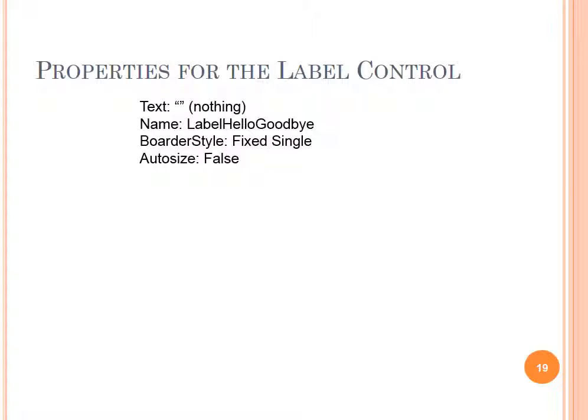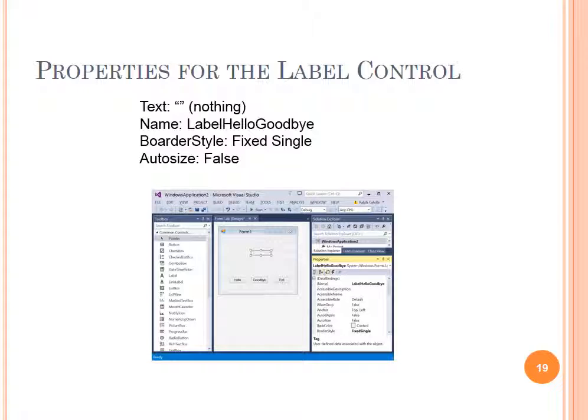We're also going to set the border style to fixed and auto size to false. I don't really feel like explaining that right now, but if you play around with both of those settings, you'll see exactly what they do. And your form is going to look pretty much like this when you're done. You can see 3 buttons, hello, goodbye, and exit, and a label, which is where the output is going to go, and we're almost done setting the properties.